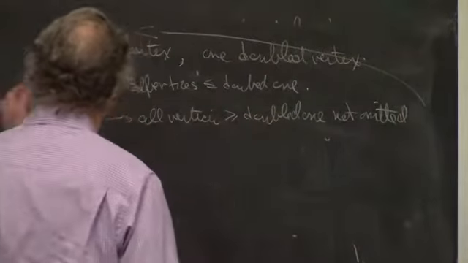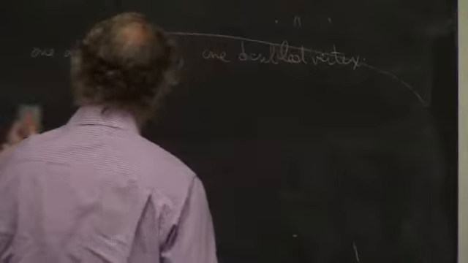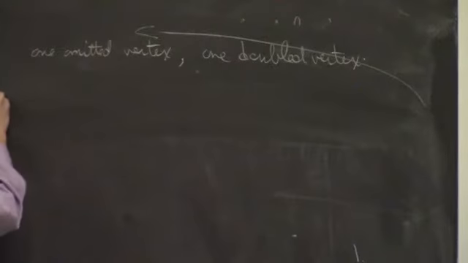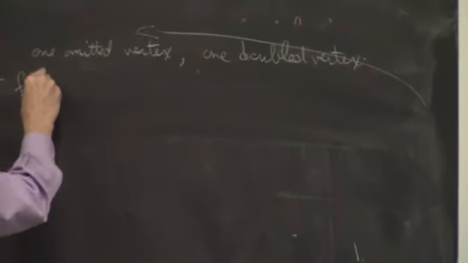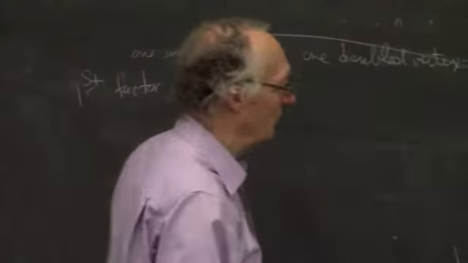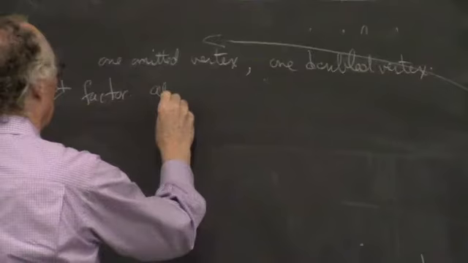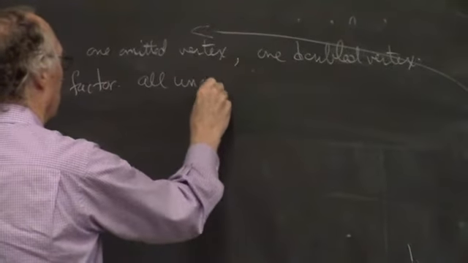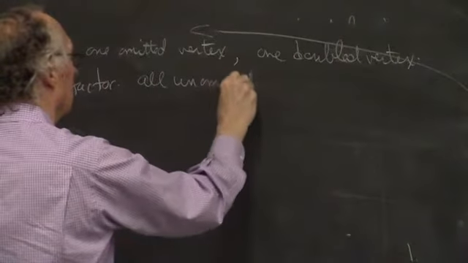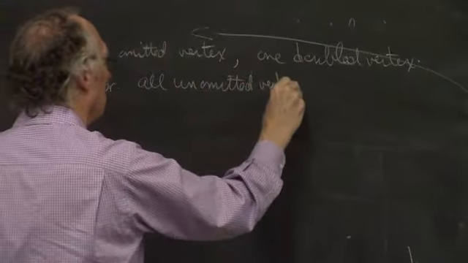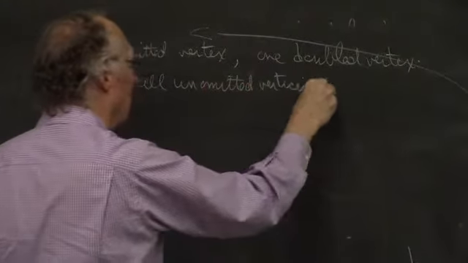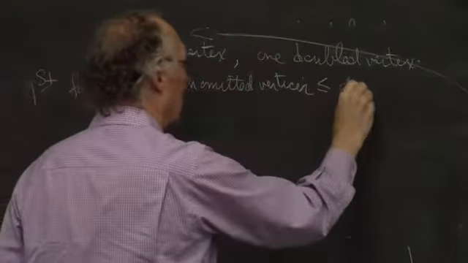Sorry, let me try this again. First factor: the vertices on which you evaluate the first factor. These are all unomitted vertices less than or equal to the doubled vertex.